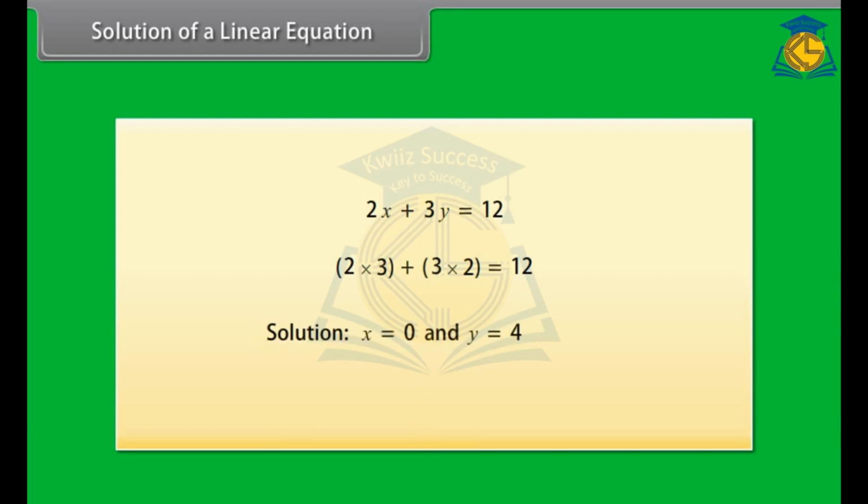Similarly, (0, 4) is also a solution for this equation because when you substitute x is equal to 0 and y is equal to 4 in the equation, you find that the answer becomes 12. We have found at least two solutions for this equation. Can you find any other solution?